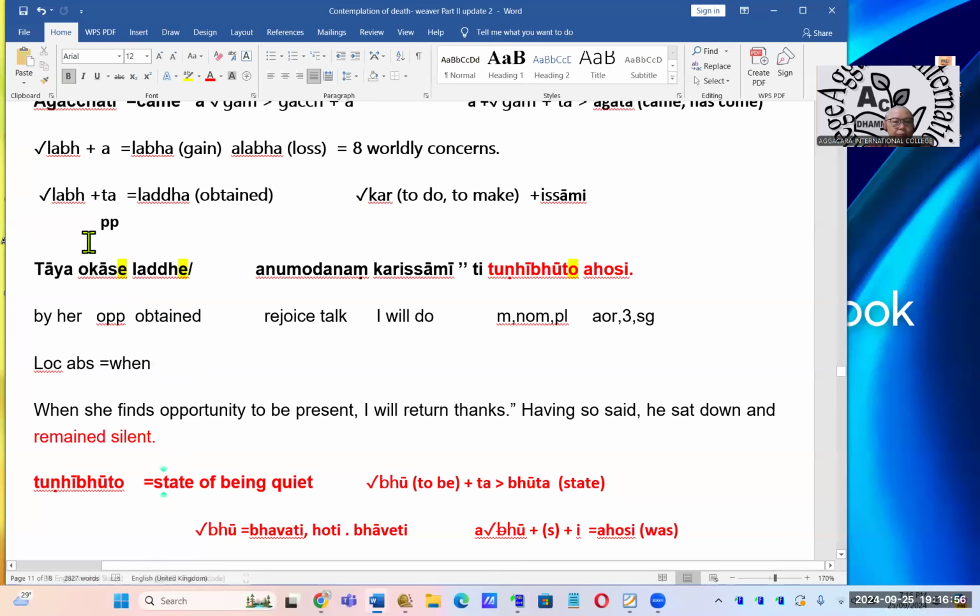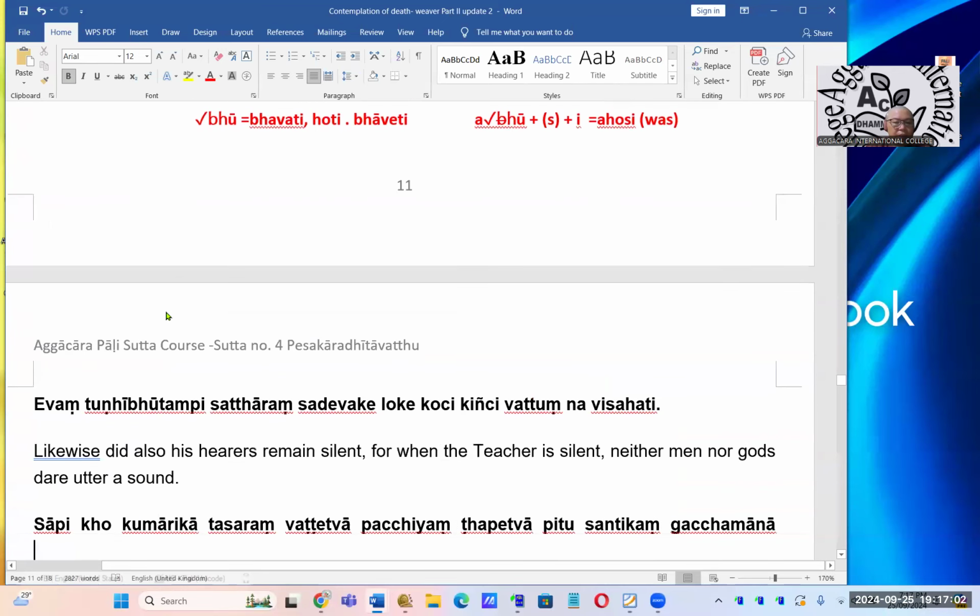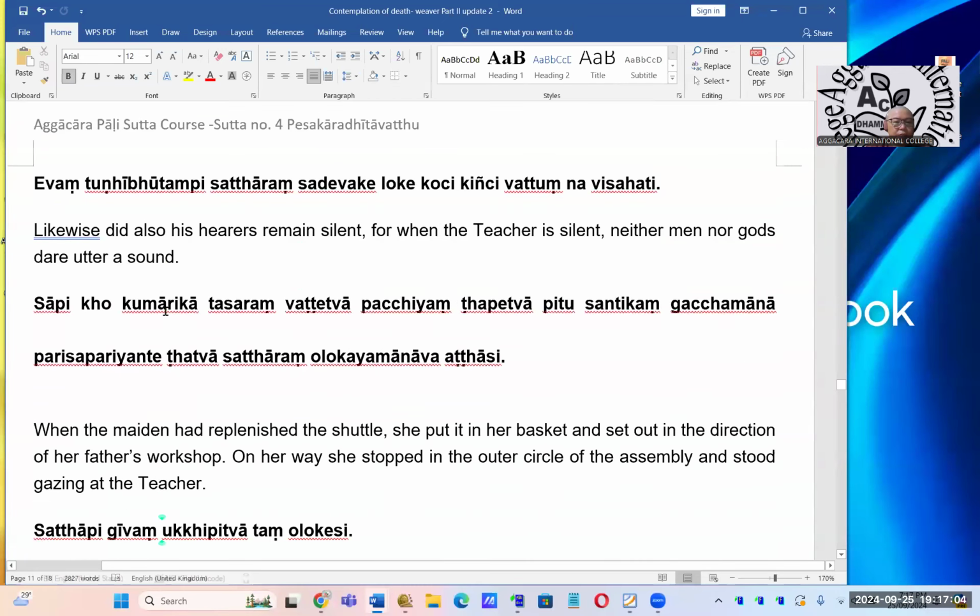All right. Okay. Now this one is okasa for the Buddha. He wants her to get the opportunity to listen to the Dhamma talk, but she is not here yet. Okay. Now, evam tumhi butam. We see the same word before. Sataram. Sa devake loke. Kochi kinci vatum na visahati. Right?